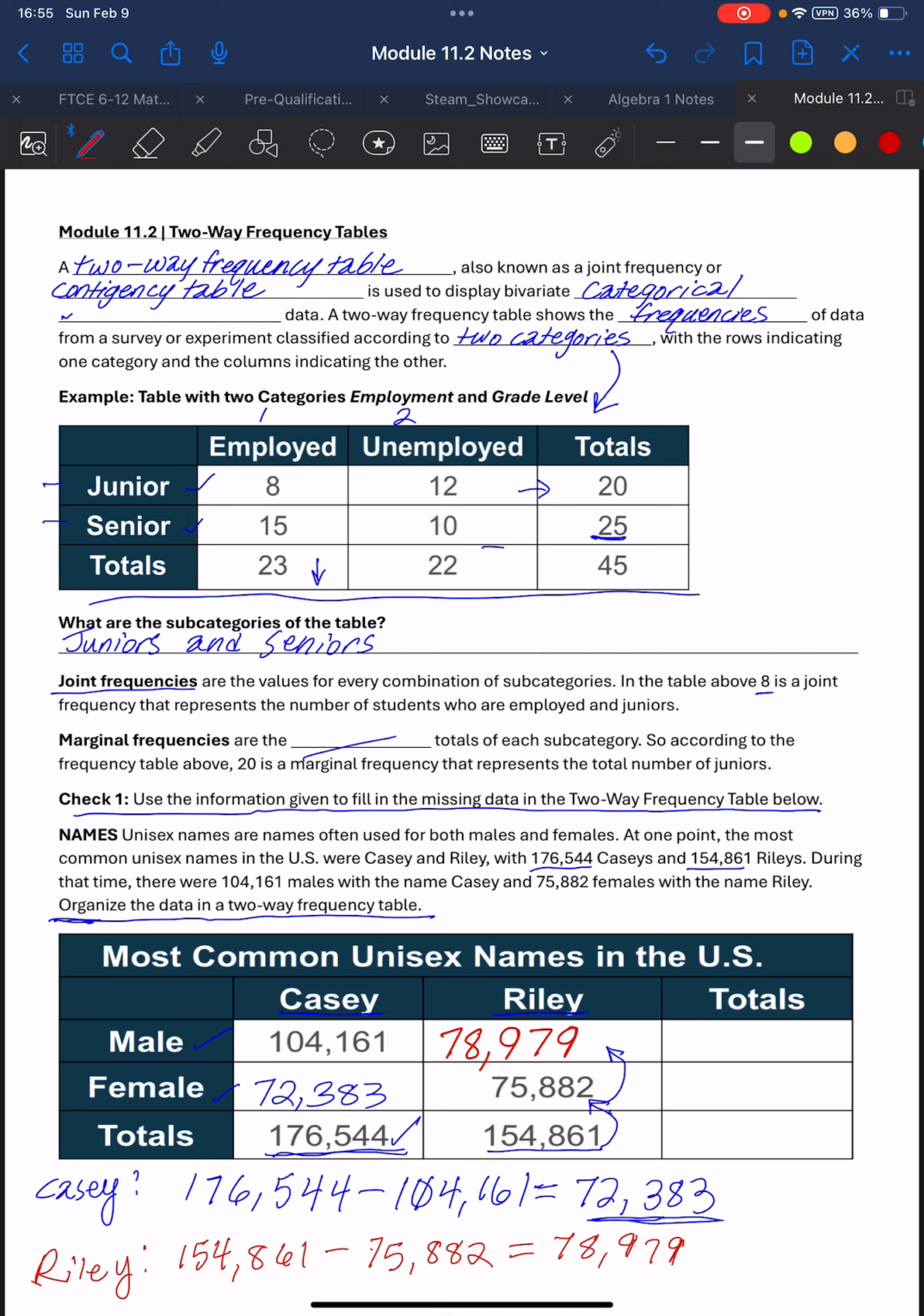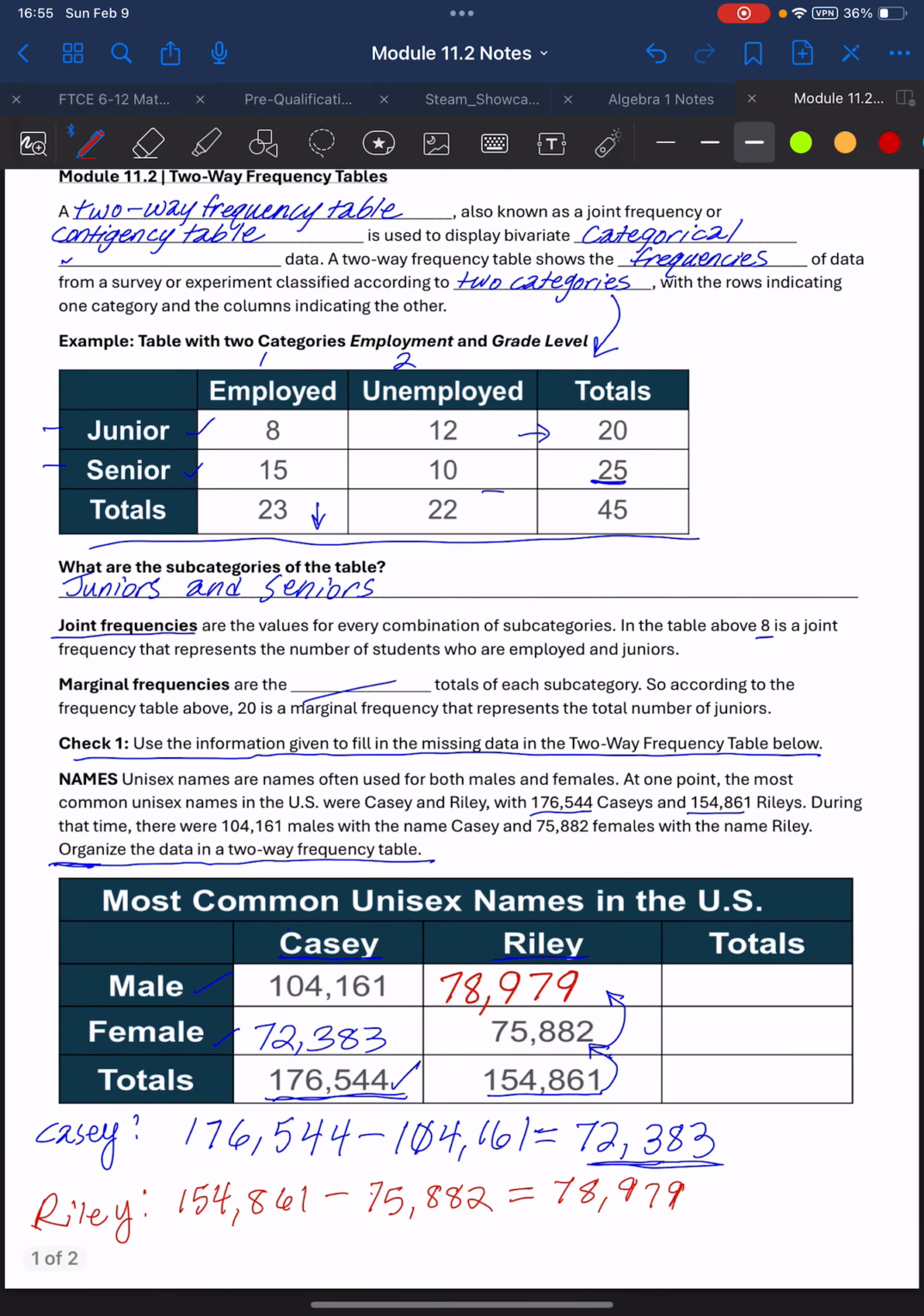78,979. Okay? Now, to find the totals, all we have to do is add the difference between these two. I don't have much space here. So, using your calculator, you're just going to add these two numbers, and that'll give you a total. Okay, so for the amount of males that had both of the names, Riley and Casey, if I add these two numbers together, I get 183,140.